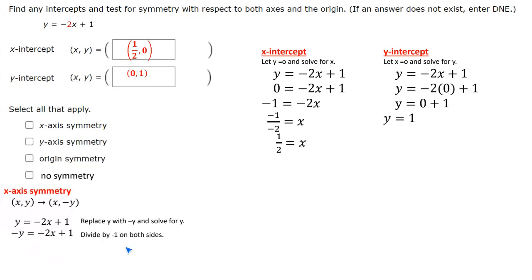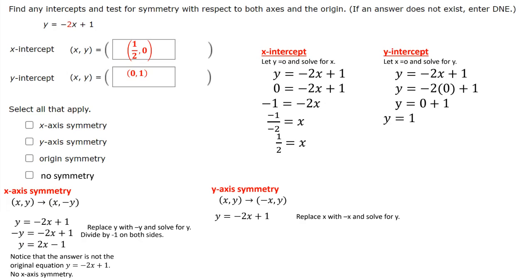It seems kind of weird to replace it with a negative and then solve for it again. But as you can see here, if we did that, we divide by negative 1 and we end up with y is equal to negative 2 divided by negative 1 is a positive 2x, and 1 divided by negative 1 is a negative 1. So if you compare this equation, y equals 2x minus 1, to the original, y equals negative 2x plus 1, we can see that they're not the same. If they're not the same, then we say that there's no x-axis symmetry. If they were to be the same, then we would say that it had symmetry.